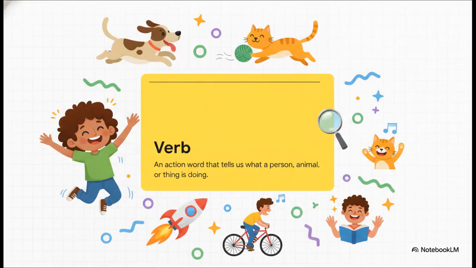Okay, take a look at this word, V-E-R-B, verb. Simply put, a verb is an action word. It tells us exactly what a person, an animal, or a thing is actually doing. So the absolute most important thing to remember today is a verb is an action word. Can you say that with me? A verb is an action word. It's the magic piece that shows us what someone or something is doing.